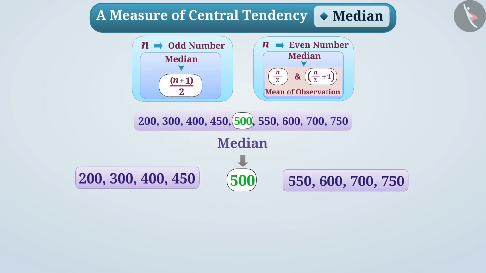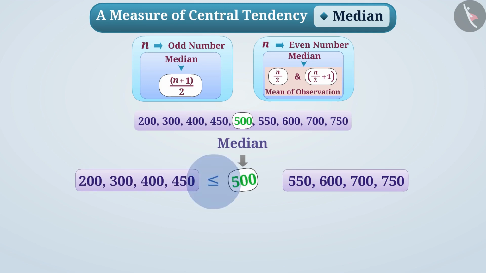The median is a middle number, so it divides the data into two equal parts. One half consists of observations whose values are equal to or less than the median, and the other half consists of observations whose values are equal to or greater than the median. Now, let's understand some characteristics of the median.